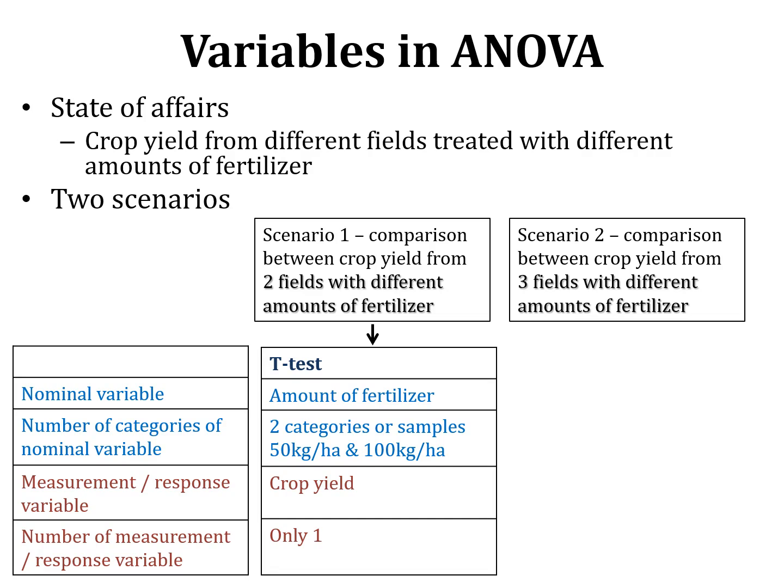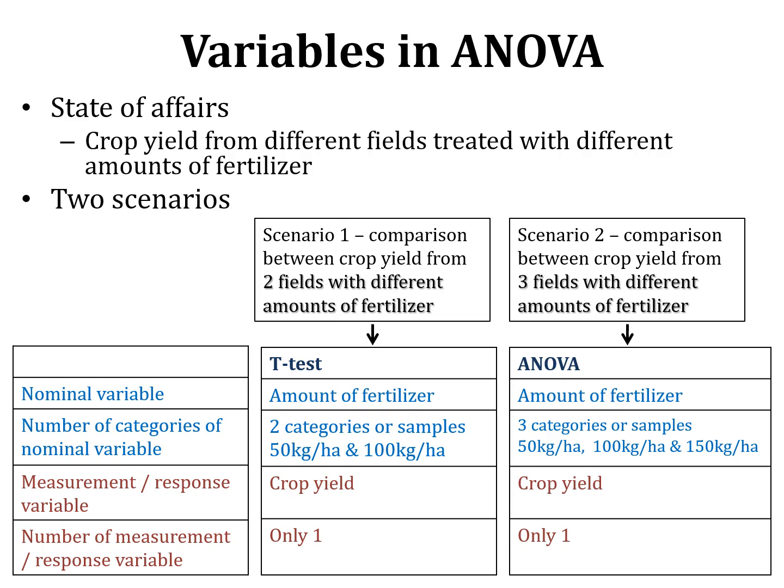So for the first scenario, we have t-test. The nominal variable is the amount of fertilizer. So we have two categories or samples. The samples which received 50 kilograms per hectare, and the samples which received 100 kilograms per hectare of the fertilizer, right? So in this case, we have two fields. One field has got 50 kilograms per hectare, and the other field has got 100 kilograms per hectare. And the measurement variable or the response variable is crop yield. And how many measurement or the response variables do we have?